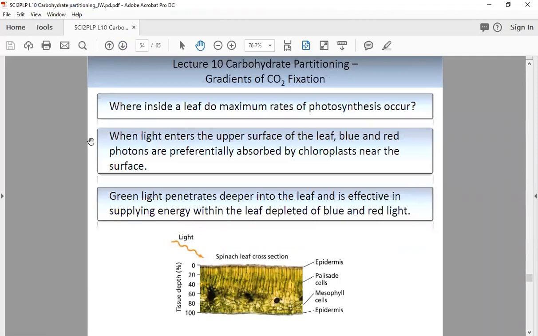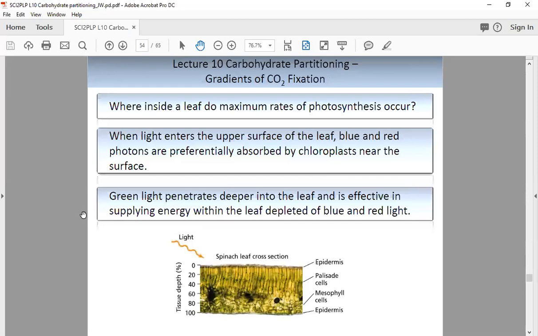Okay, we know that leaf anatomy is specialised for capturing light and how it facilitates the internal diffusion of carbon dioxide. But this begs the question, where inside a leaf does maximum rates of photosynthesis occur? In most leaves, light is preferentially absorbed at the upper surface, whereas, of course, carbon dioxide mostly enters through the lower surface of the leaf. So given that light and carbon dioxide enter from opposite sides of the leaf, does photosynthesis occur uniformly inside the leaf, or is there a gradient?